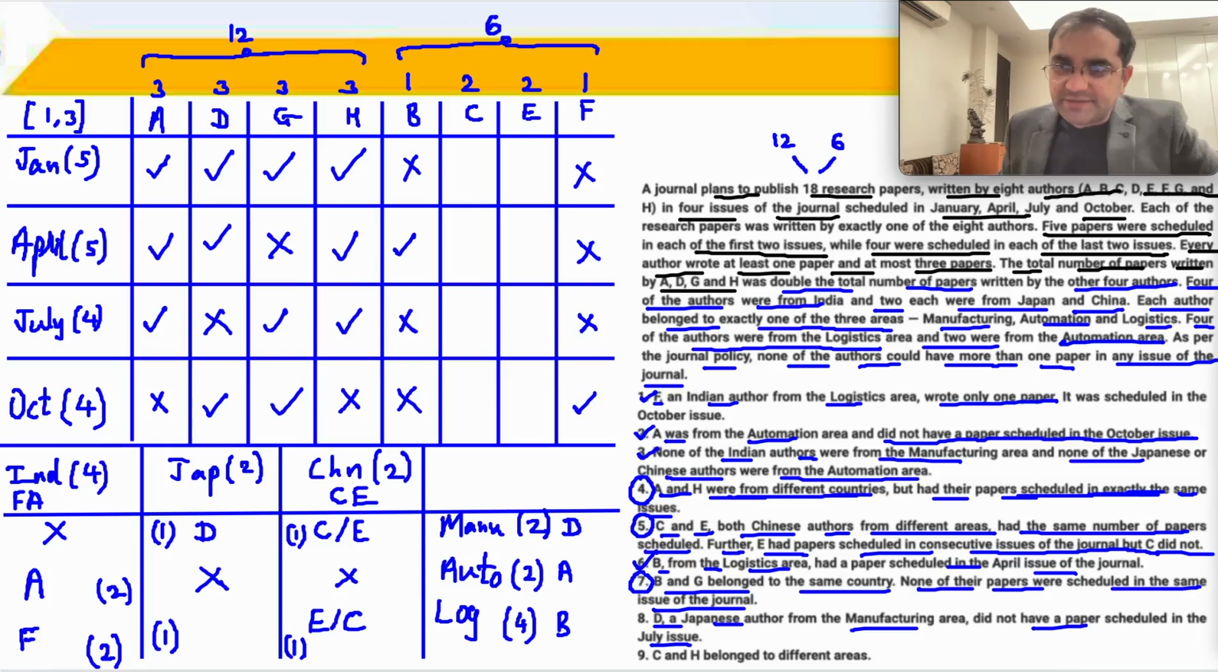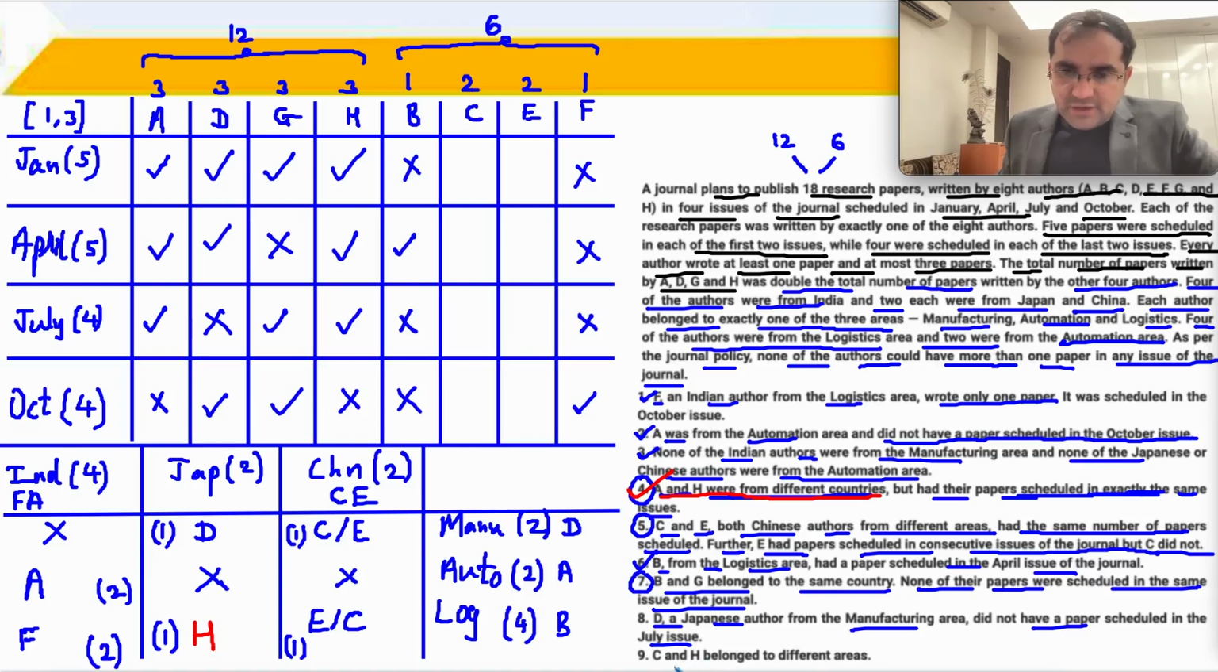Color change करते हैं अब. A and H were from different countries. A is from India. H has to be from Japan, because China हो नहीं सकता. So this information is gone. H has to be from Japan.